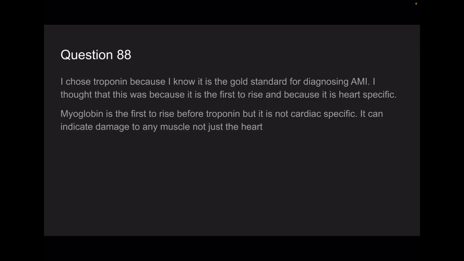But it's not the first. The first is myoglobin. This isn't cardiac specific. It can indicate damage to any muscle, not just the heart, but it is the first to rise before troponin, which is the second.